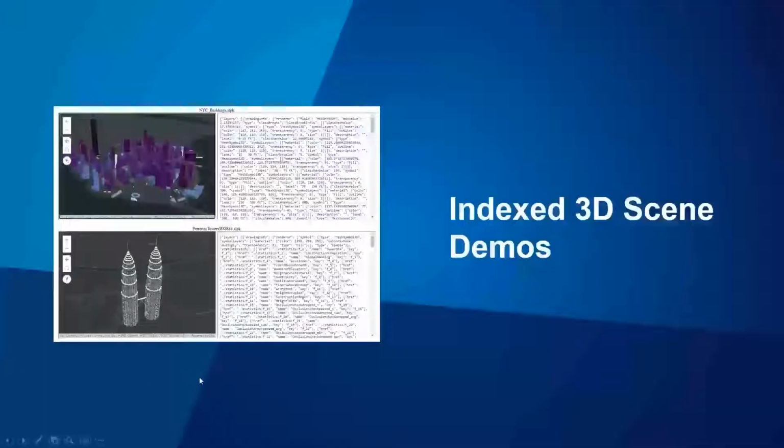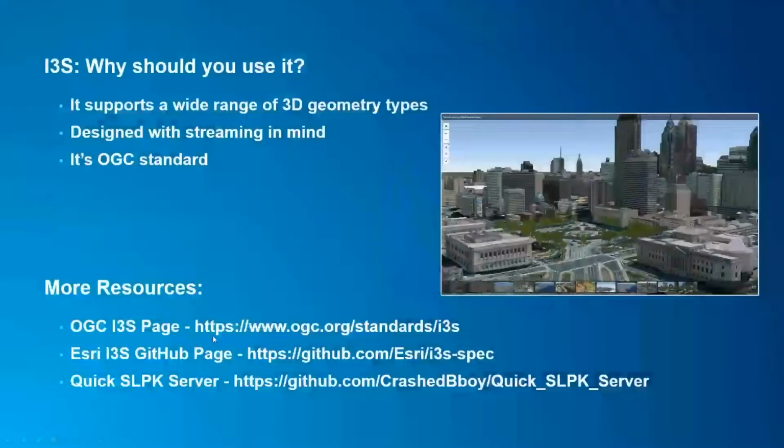Right. So in the end, what are the major benefits to using I3S files in a cloud native format? To me, there's really 3 main things. First, it supports a wide range of 3D geometry types. Second, it was designed with streaming in mind. And third, it's an OGC standard.